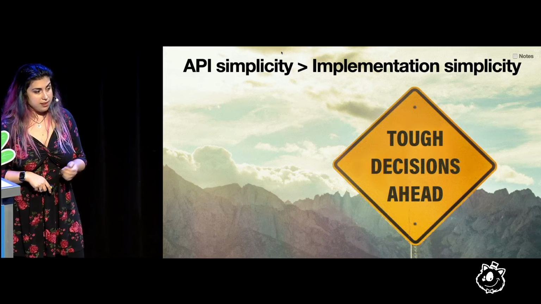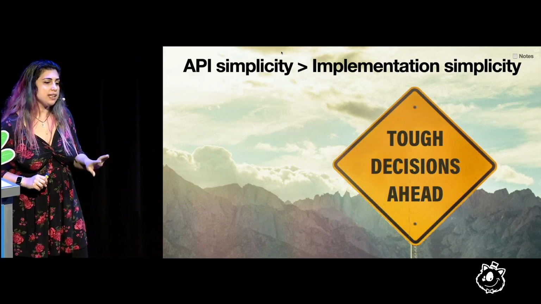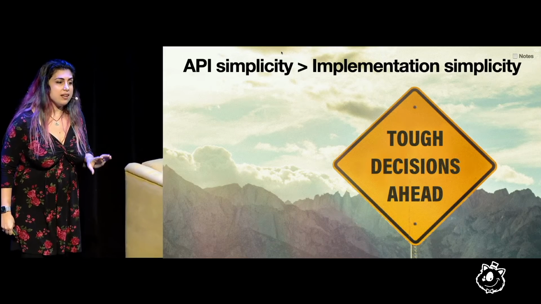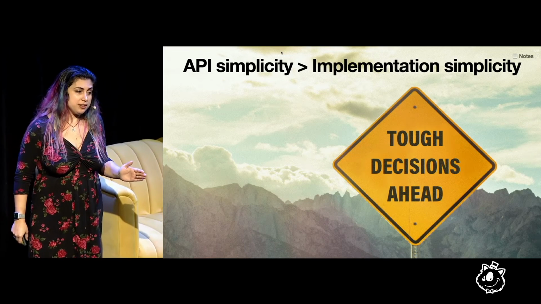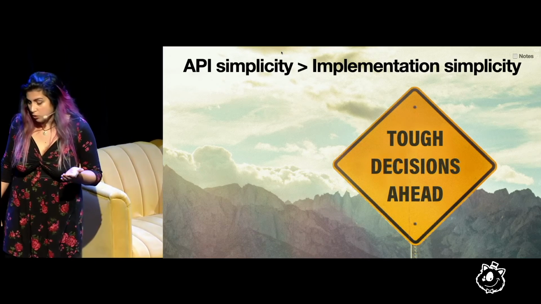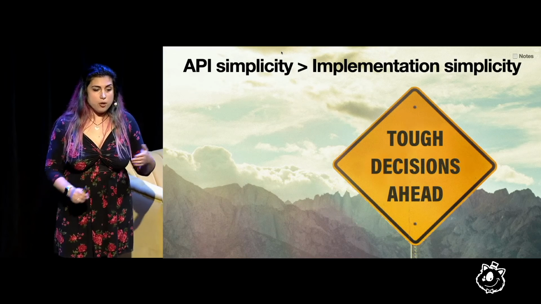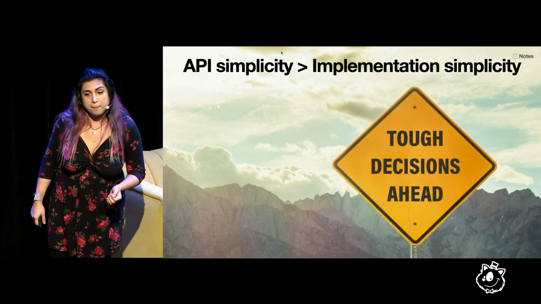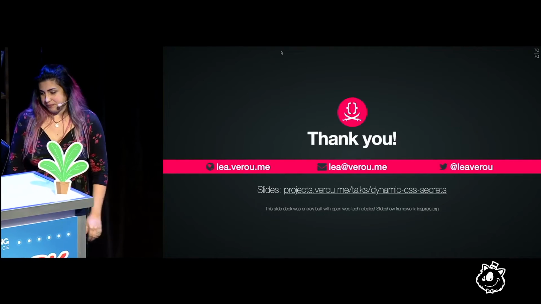But I think exposing a nice API should be the topmost goal. This is not a license to write bad code. It's just that sometimes you have to make tough decisions. And you can't always have everything. You can't always have your cake and eat it too. And I think the priority lies with having a nicer API. That was it. Thank you very much.